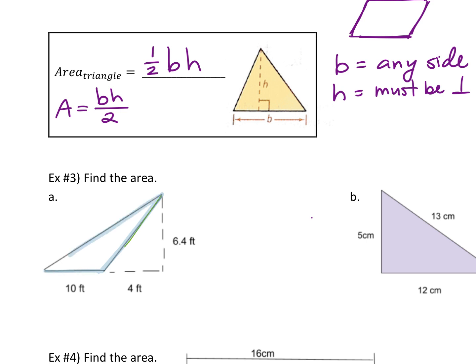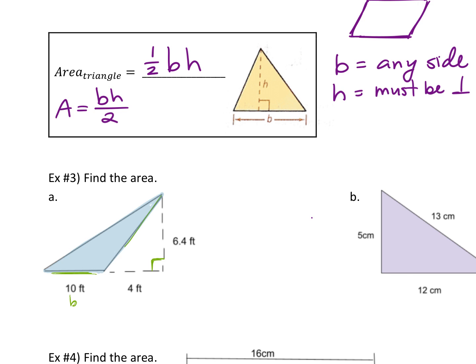Okay? We're trying to find the area of this figure. Which number can be your B? 10. The 10, okay? Technically, there should be a little box in this corner too. You can go ahead and put that box in. The only length that is a side of the triangle right now is the 10. So this has to be your B.